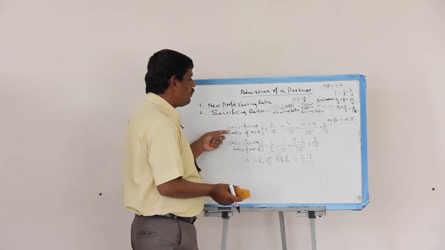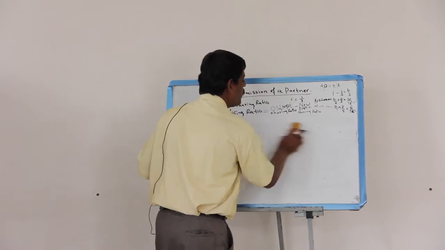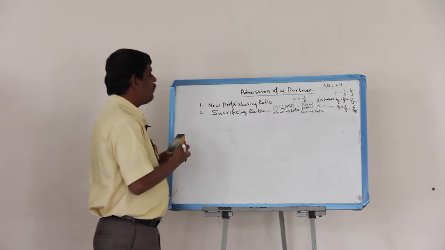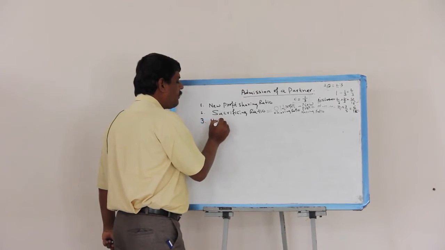Okay, so let's move on now to the next point, treatment for undistributed profits. In the list I have already given to you, the third point is treatment for undistributed profits.